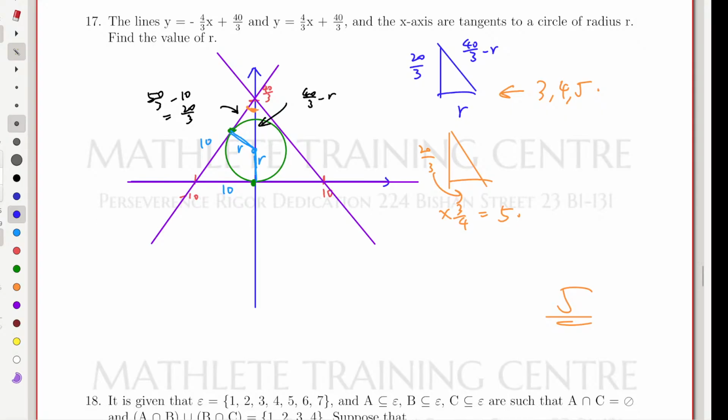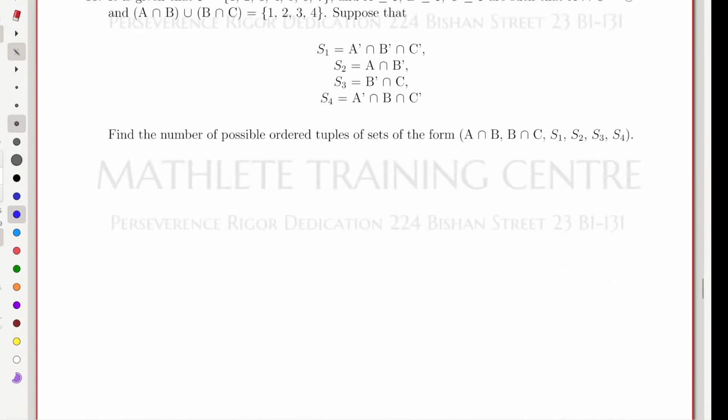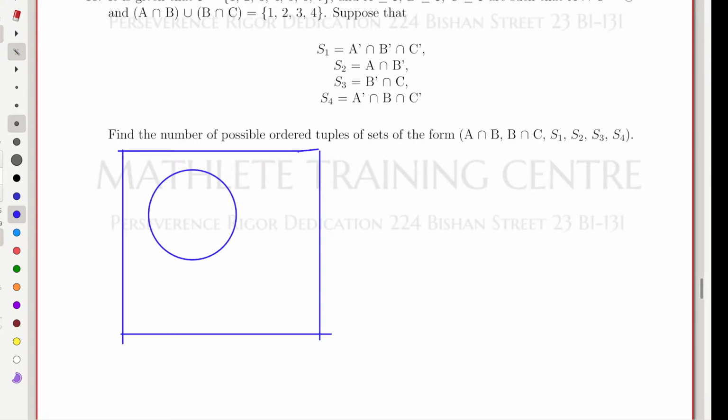Okay, question number 18 here. Our universal set is 1, 2, 3, 4, 5, 6, 7. Then they tell you this A intersect B intersect C, all this kind of nonsense, and that immediately suggests that you should draw a Venn diagram. So let's draw a Venn diagram here: the first circle, the second circle, and the third circle.